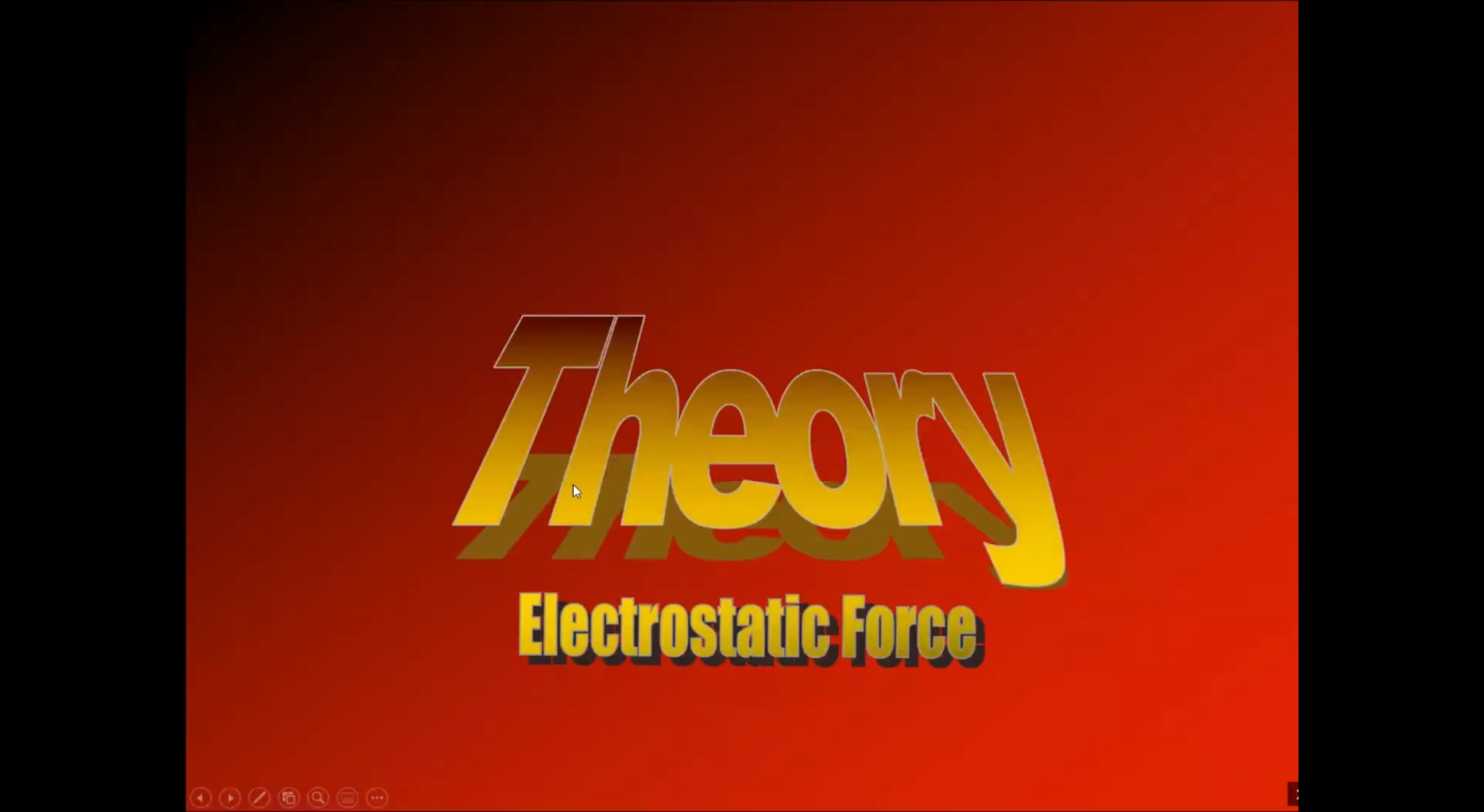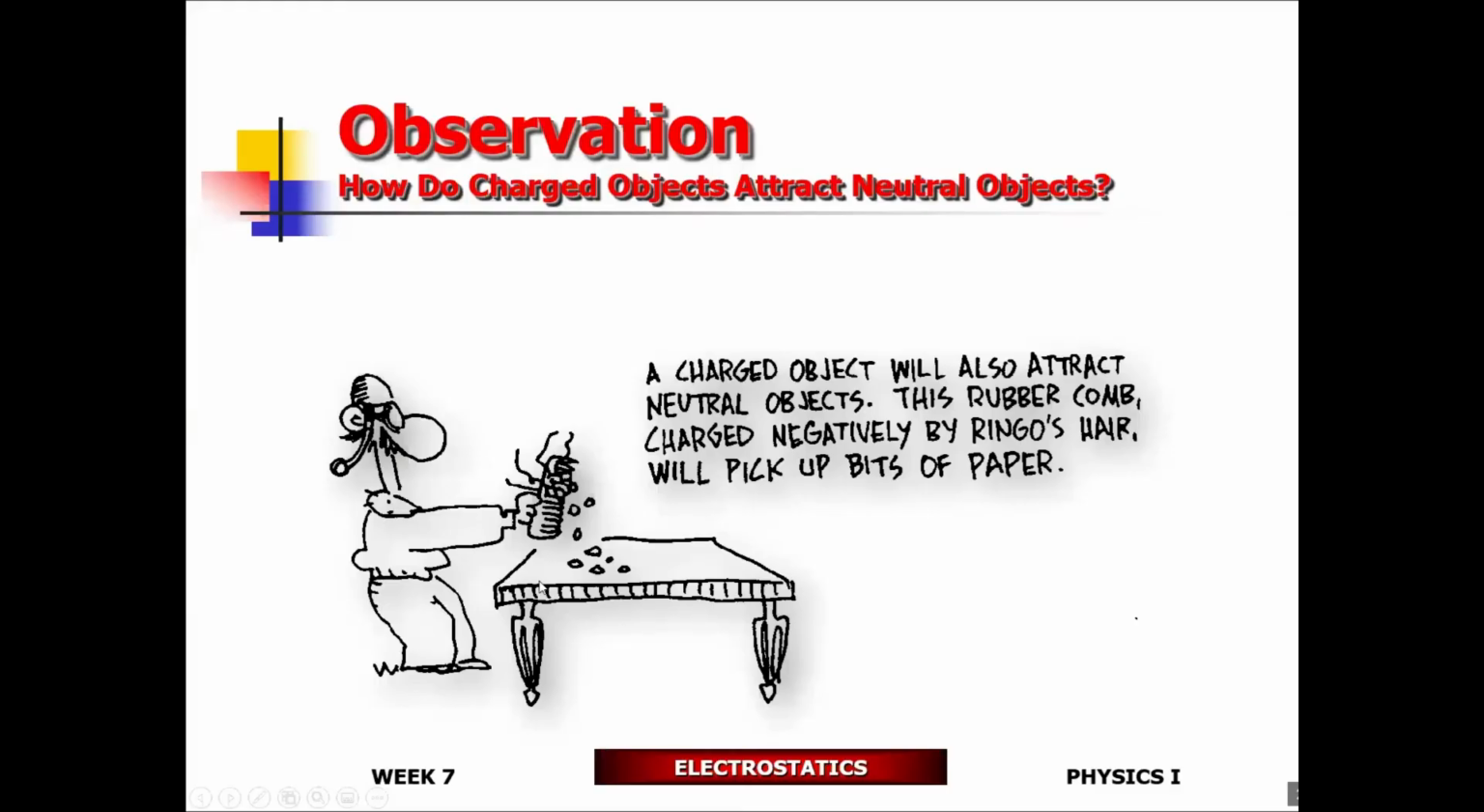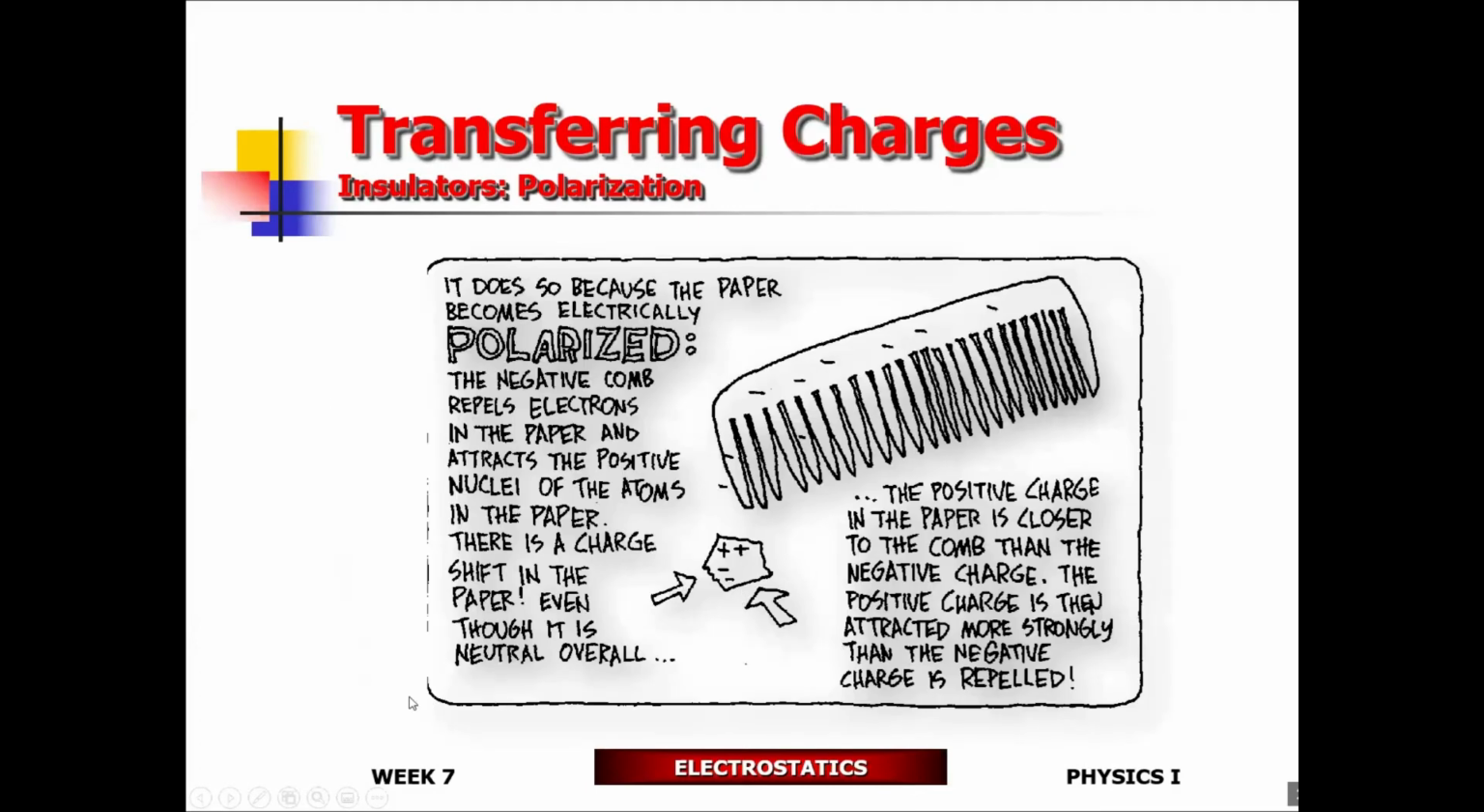So this brings us to the next question. A negatively charged comb is going to be able to attract pieces of paper. And the paper is neutral, which means that it's going to have an equal number of positive and negative charges. Given the fact that the paper has equal numbers of positive and negative charges, how is a negatively charged comb able to attract paper? I'm going to give you 20 points for the best explanation.